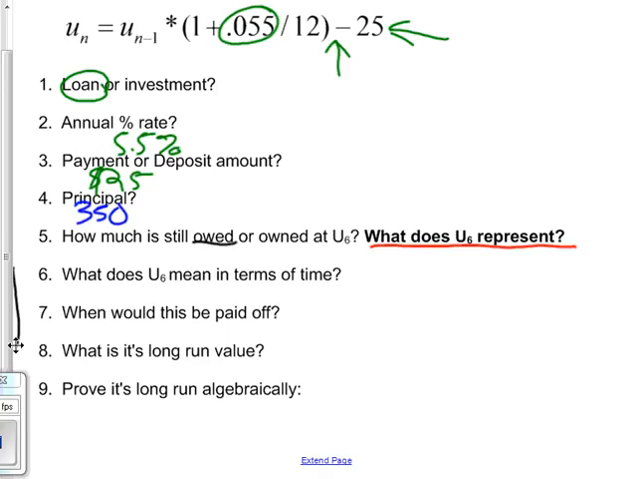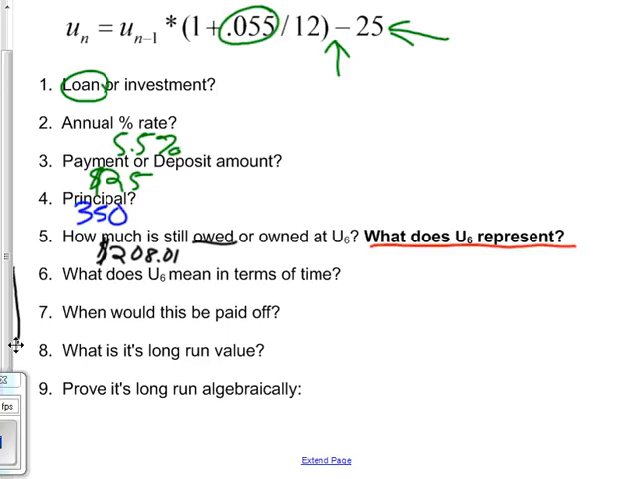How much is owed at u equal to 6? So what do people get for how much is owed at u equal to 6? I got $208.01. Did anybody else get the same thing or a different number? Same thing? Raise hands. Awesome. Yes, $208.